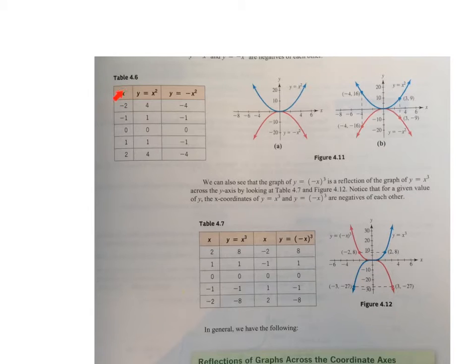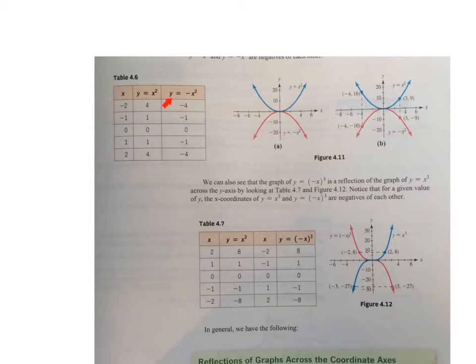So we have x and y equals x squared. We put a negative 2 in here for x. We square it, and we get a positive 4 for our y. This parabola is showing up right here in blue.